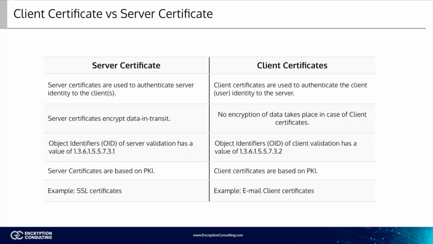Encryption is in place for one of these certificates. Server certificates encrypt data in transit, whereas no encryption of data takes place in case of client certificates. Extended key usage is in place for both types of certificates. Object identifiers, OID, of server validation has a value of 1.3.6.1.5.5.7.3.1, and for client validation has a value of 1.3.6.1.5.5.7.3.2. Both of these certificates are based on public key infrastructure, PKI, for managing certificates.